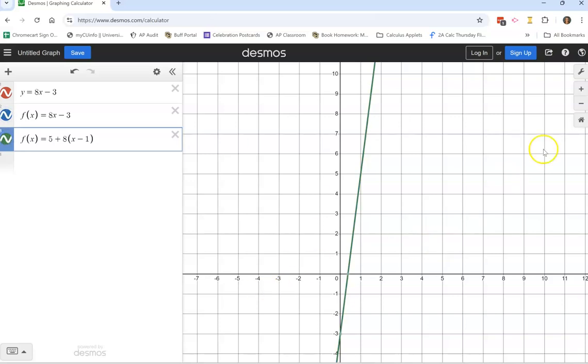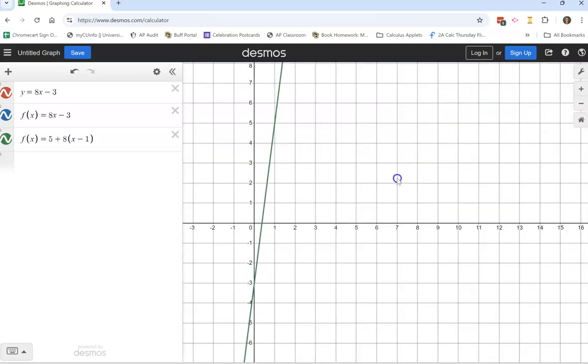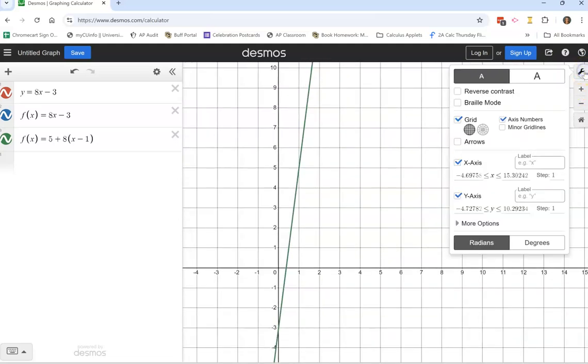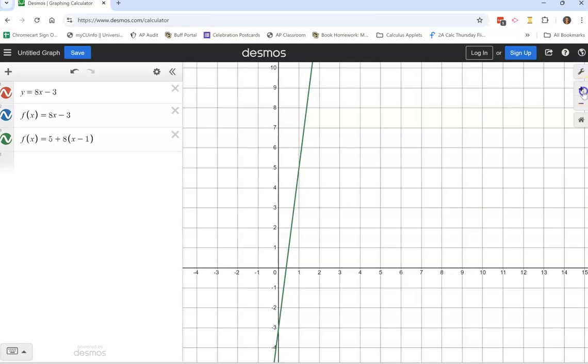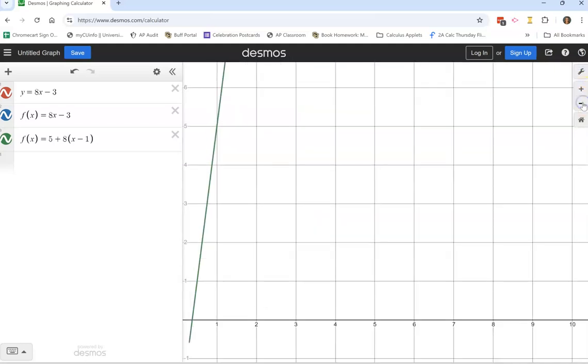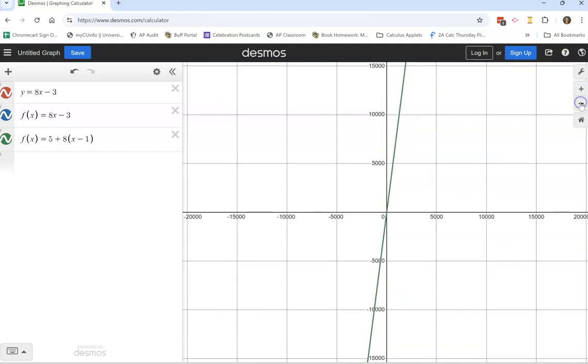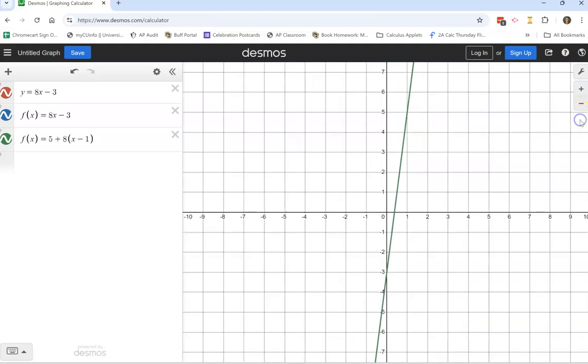Okay, so again, once you have your graph, you can drag the screen around to change the view. You can come over to the wrench and change what portion of the x and the y axis that you see. You could also zoom in with the plus sign or zoom out with the minus sign. And if you ever get really far away from the settings you want, you could hit the home button to go back to the default view.